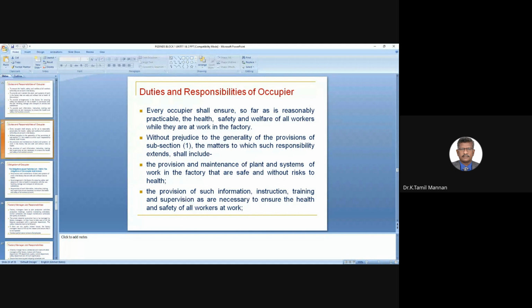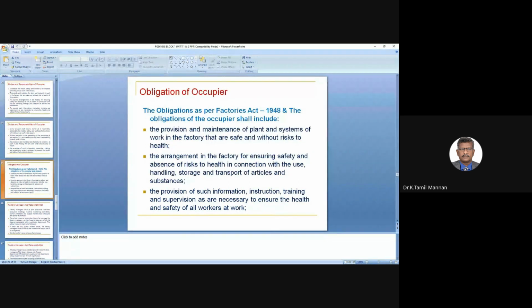According to subsection 1 of the Factory Act 1948, it should provide for the provision and maintenance of plant and systems of work in the factory that are safe and without risk to health. Also, they provide information, instruction, training, and supervision to the workers to ensure their health. So, the obligation of the occupier, as per the Factory Act 1948, shall include the provision and maintenance of plant and systems of work in the factory that are safe and without risk to health.